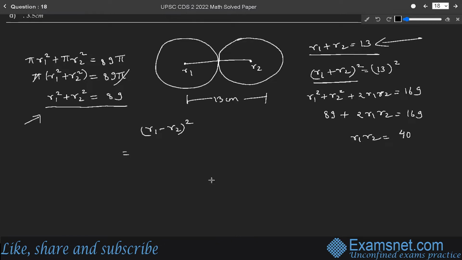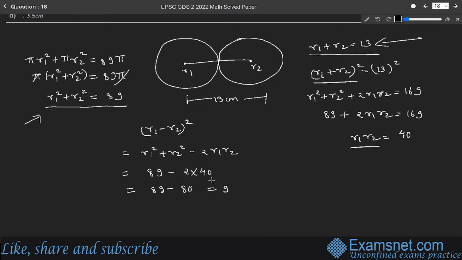So let us find this. r1 square plus r2 square minus 2r1 r2. Now we know both the values, which is r1 square plus r2 square, it is 89. And we know r1 into r2 is 40. So it will be minus 2 into 40. It means that 89 minus 80. So the remaining answer is 9.